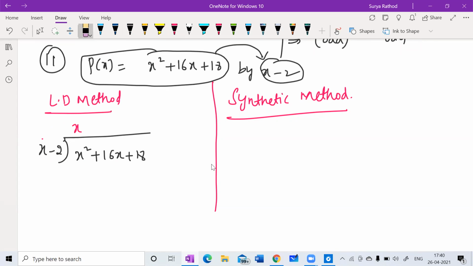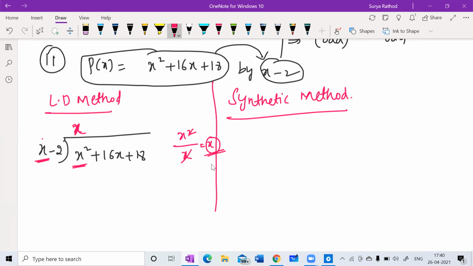Or else you can approach in this way as well. See, first term of the dividend and first term of the divisor, you take like x square. You divide first term of the dividend with first term of the divisor. First term of the dividend is what here? X square. And first term of the divisor is what? X. Divide this. X will get cancelled with x. So my first term of quotient is what? X.